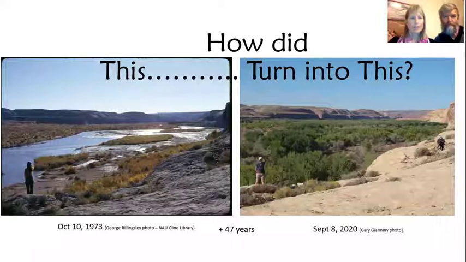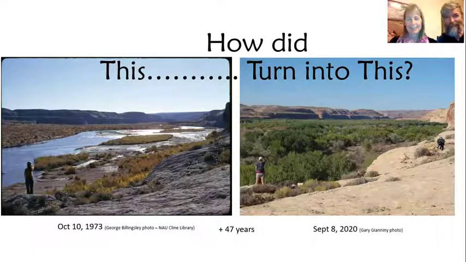So our big question is, how did this, on the left, and what you can see there is the scoured channel of the San Juan River with small vegetation in '73, sorry. And then 47 years later, this year, turns into this jungle in the same stretch.